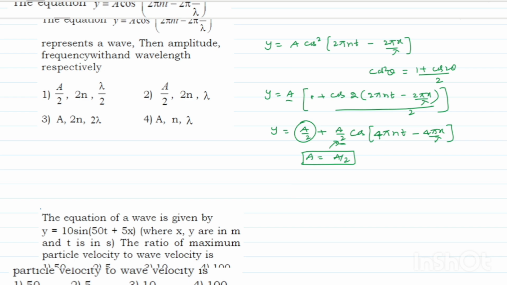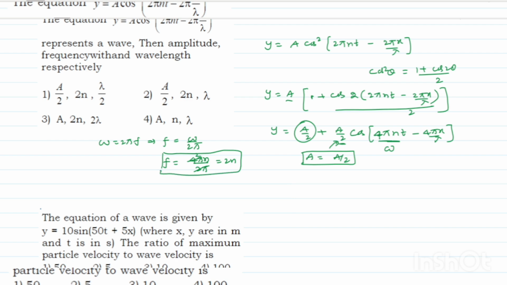So here omega equals 2 pi f, which is nothing but f equals omega by 2 pi. So f equals the omega value from cos omega t. Here, instead of omega we get 4 pi n, divided by 2 pi, which gives 2n. So the frequency will be 2n.